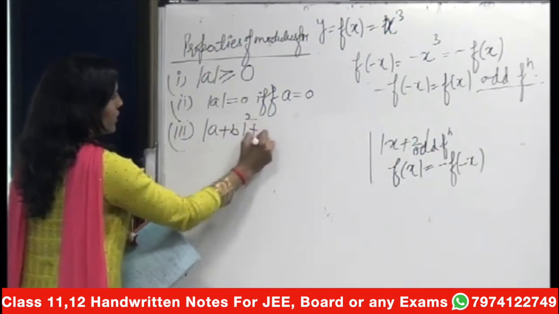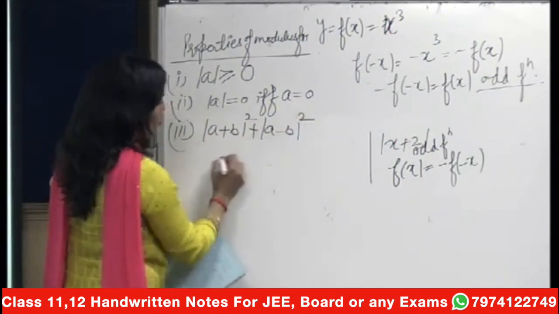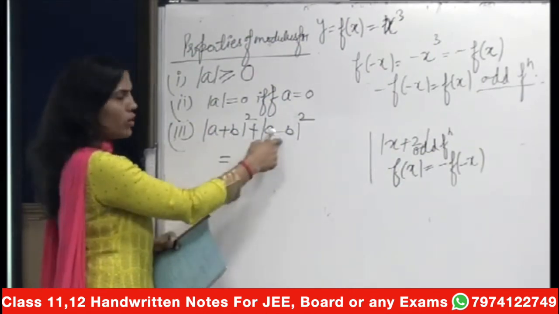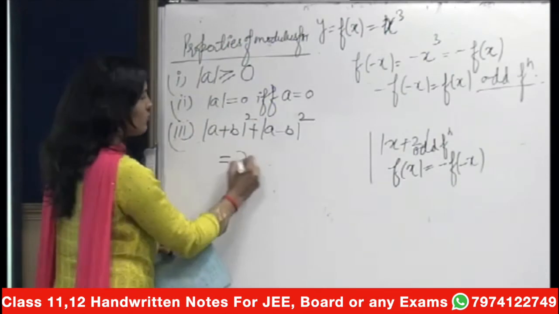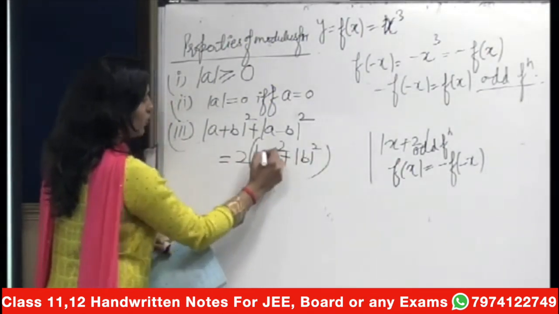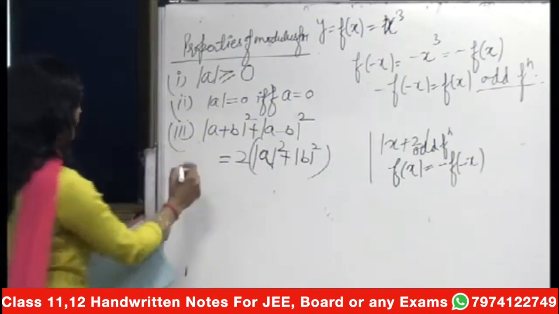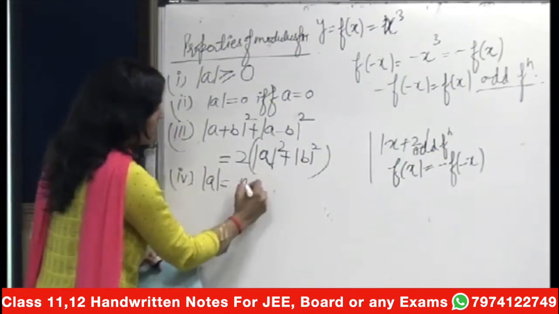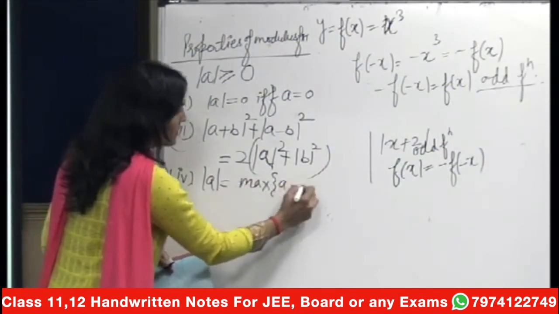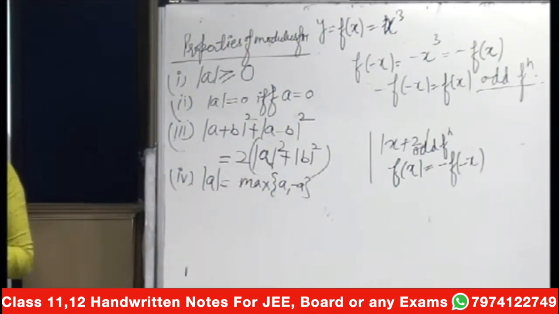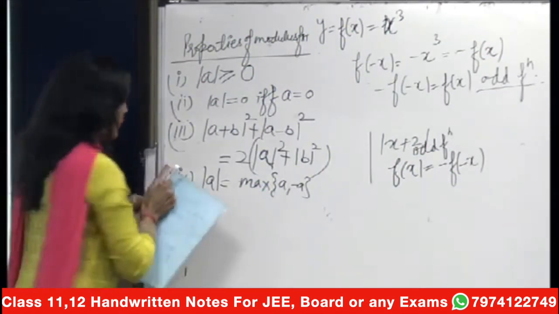Now what about this? You open the formula a square plus b square plus 2ab. Here also minus 2ab plus 2ab will get cancelled. So this will become, is it okay? Only 2, 3, and basically your mod value is always the maximum of a and minus a. All agree? Modulus is always the maximum of a and minus a. Whichever is maximum, you get that value. Is it fine?